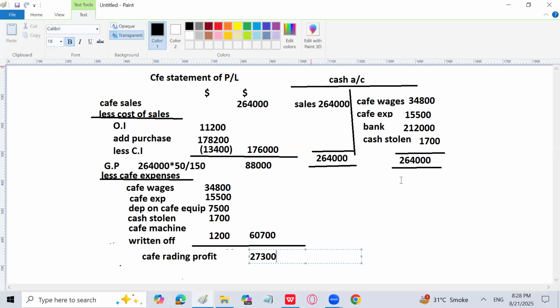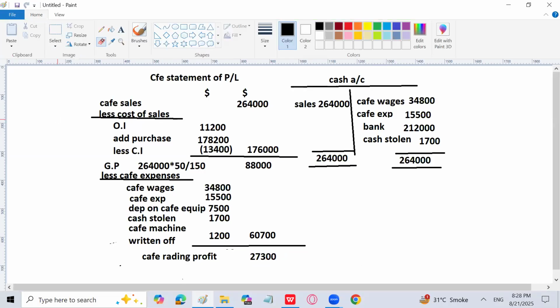I hope you have calculated that in order to get it correct. Now I'm going to go for the income and expenditure account because that is also required in the question. So let's prepare the income and expenditure account. I just need to rub it up.